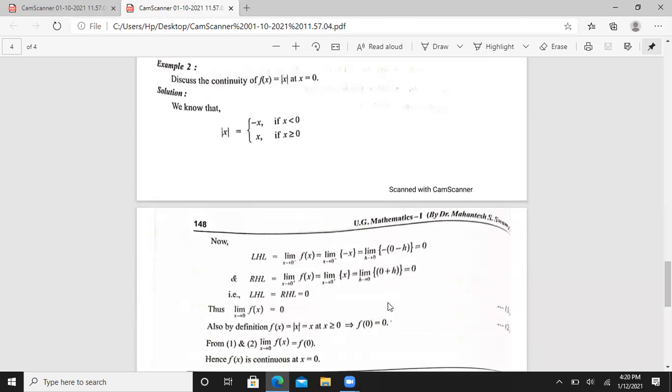Discuss the continuity of the function f of x equal to mod of x at x equal to 0. This is your question. Okay, you know that. Next, the solution: mod of x equals minus x or plus x. Mod of x is always positive, that's why we take minus x and plus x. Minus x if x is less than 0, and plus x if x is greater than or equal to 0.